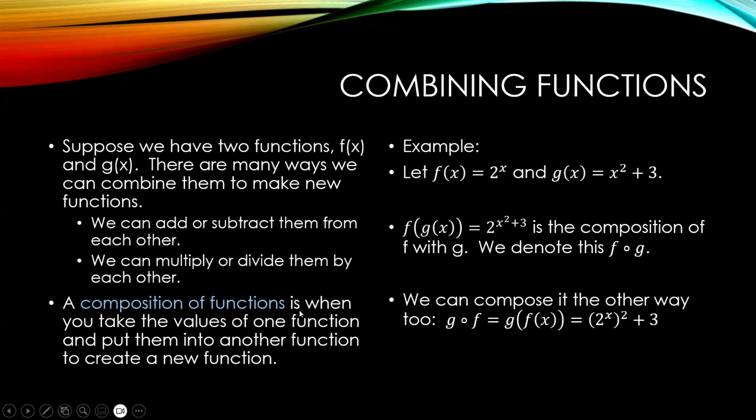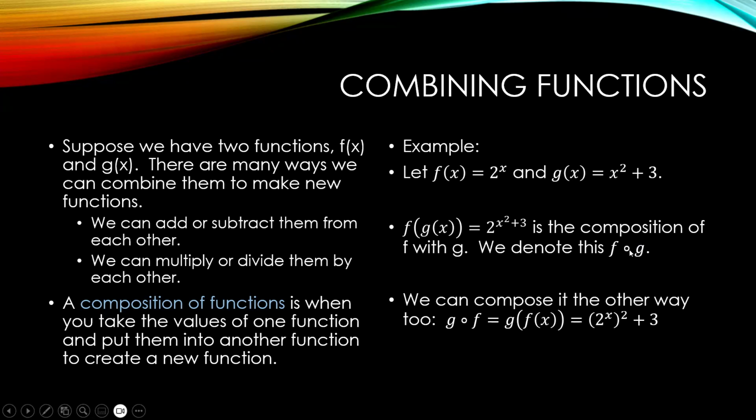A composition of functions is when you take the values of one function and put them into another function to create a new function. Here are two functions, f of x equals 2 to the x and g of x equals x squared plus 3. If we wanted to, we could do f of g of x. Well, this would say take the g of x function and place it wherever you have an x in your f of x. And so instead of 2 to the x or x squared plus 3, we combine them, and we get 2 to the x squared plus 3.